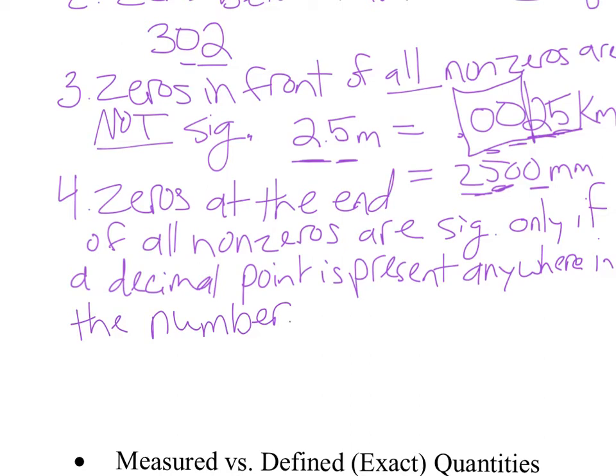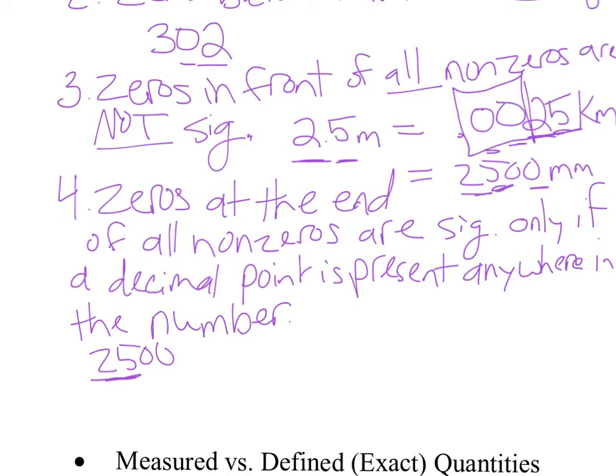If again, my 2500 has only 2. These are not significant. I'm going to underline the significant digits, okay? That has only 2 significant digits. These 2 are not significant for the same reason that it wasn't up here, right? Because it could be just a placeholder for a conversion.